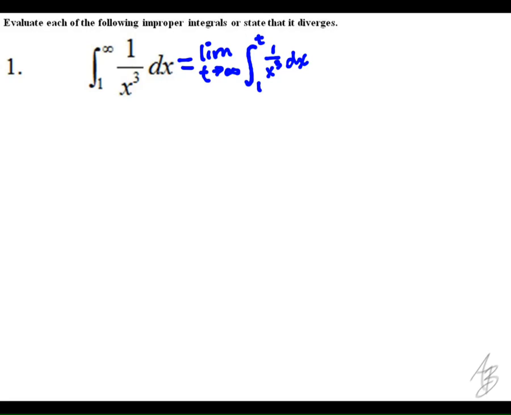So we're going to take the limit as some variable of our choice. I chose t here, but it could really be any variable, as that variable approaches infinity. And so what we have now is a proper integral that we're going to evaluate the limit as the upper limit of that proper integral approaches infinity.